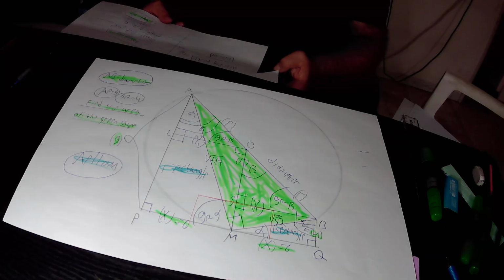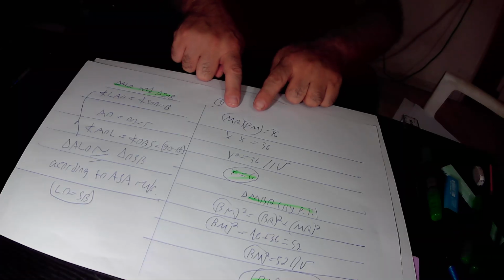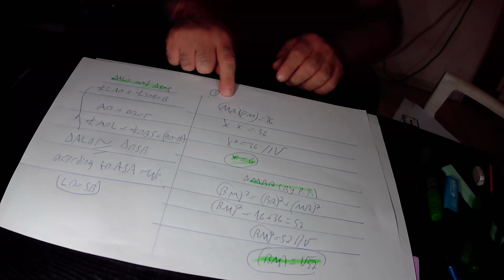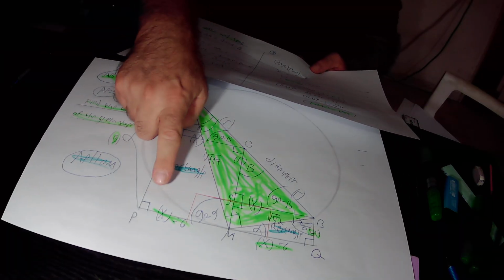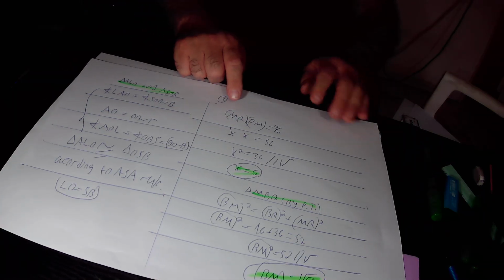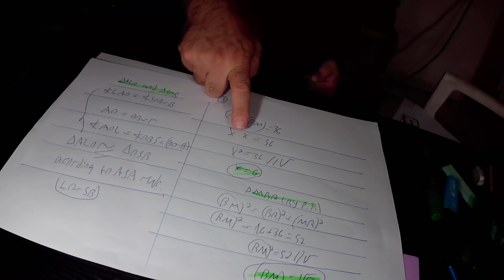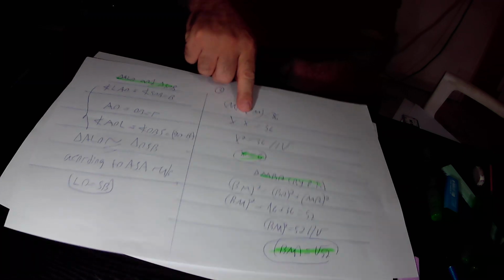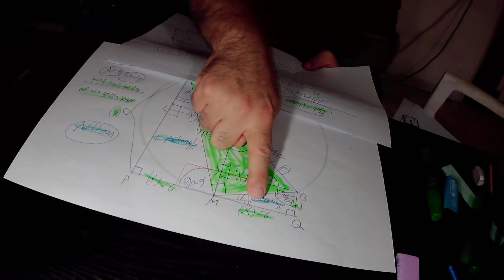We already found out that MQ times PM equals 36. MQ is X and PM is also X. Again, MQ is X and PM is X. So in total, X times X equals 36. X times X is X squared, so X squared equals 36. Here we took out all those equations and found that X equals the square root of 36, that is 6. So here X equals 6. Here also X equals 6.